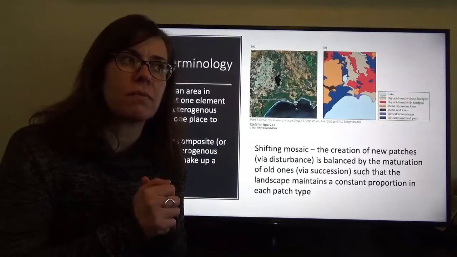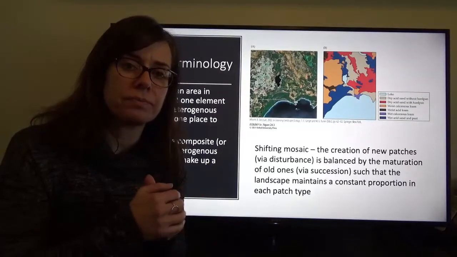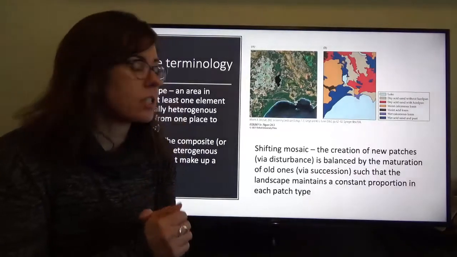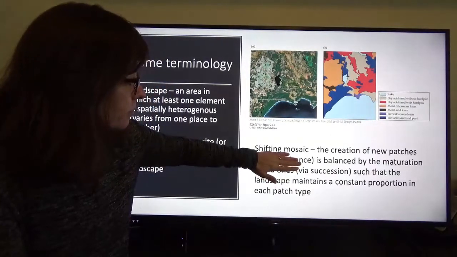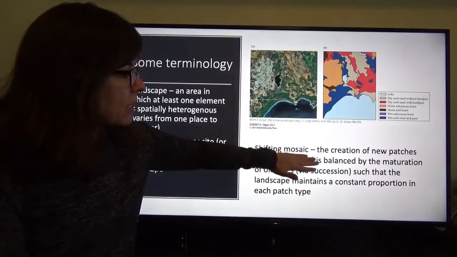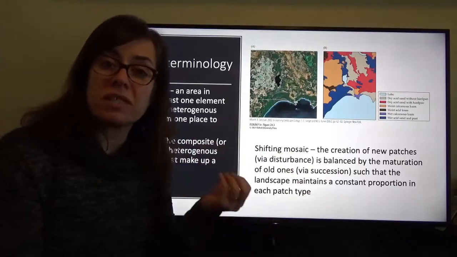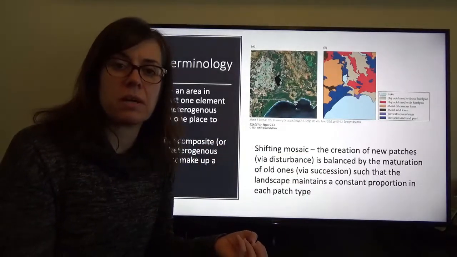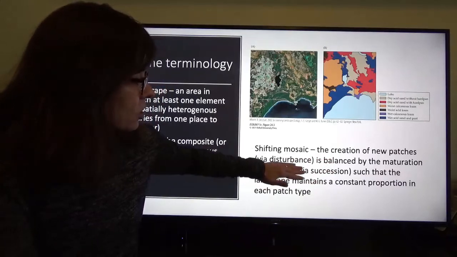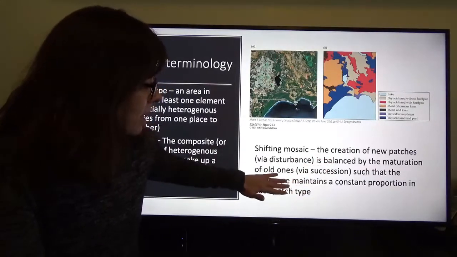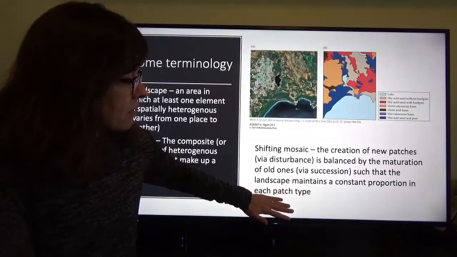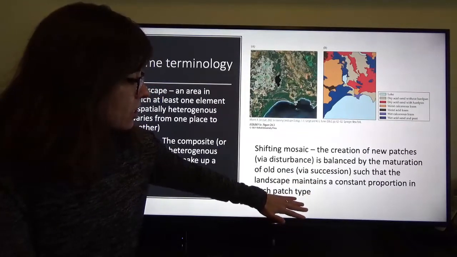Another important term that we often hear about in the context of succession, so in our last lecture, I believe, we were talking about primary and secondary succession. A shifting mosaic is an important thing to keep in mind as we're thinking about those secondary successional processes, right? So this is where the creation of new patches via disturbance is balanced by the maturation of old ones via succession, such that the landscape maintains a constant proportion in each patch type.